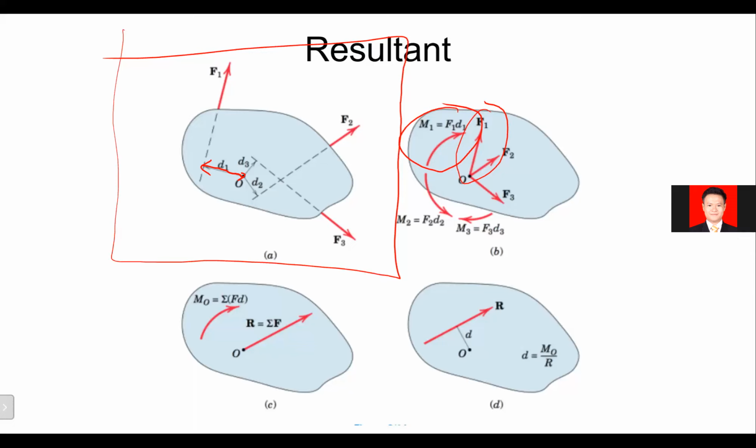Then F2, move it to point O as well. This is what we will get, plus a moment, where the moment is F2 multiplied by D2. D2 here is the perpendicular distance from F2 to O. Then the last one, F3, move F3 to point O, and we will get as well M3, F3 multiplied by D3. D3 here is the perpendicular distance.